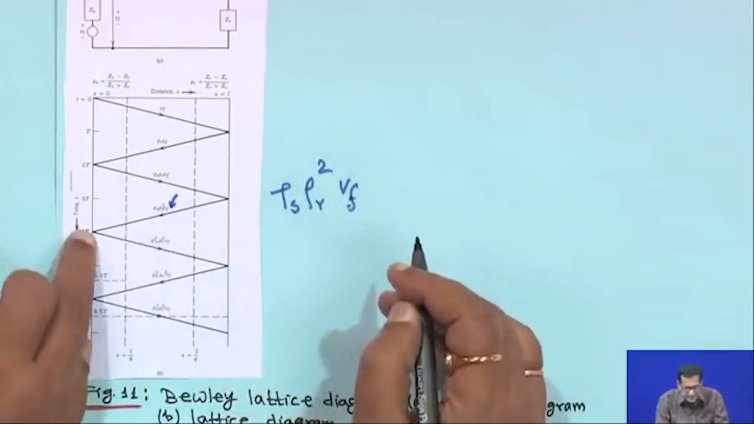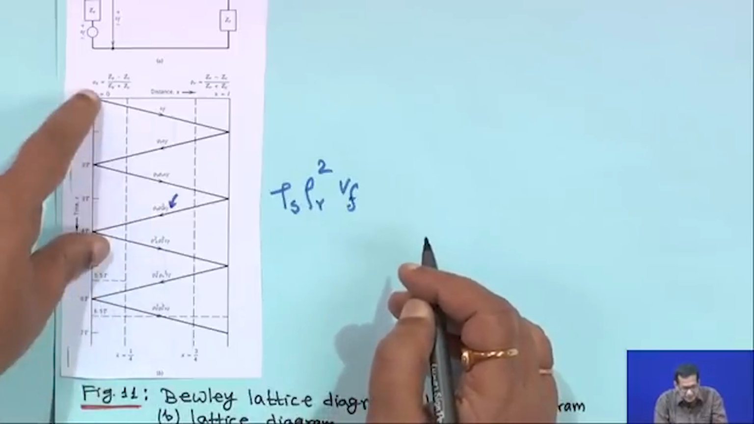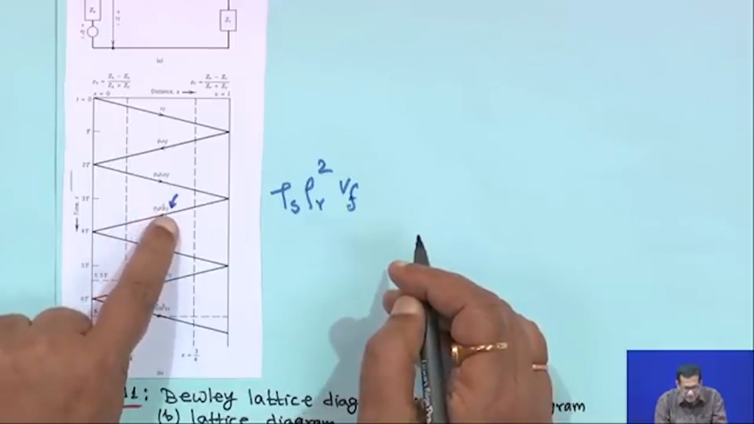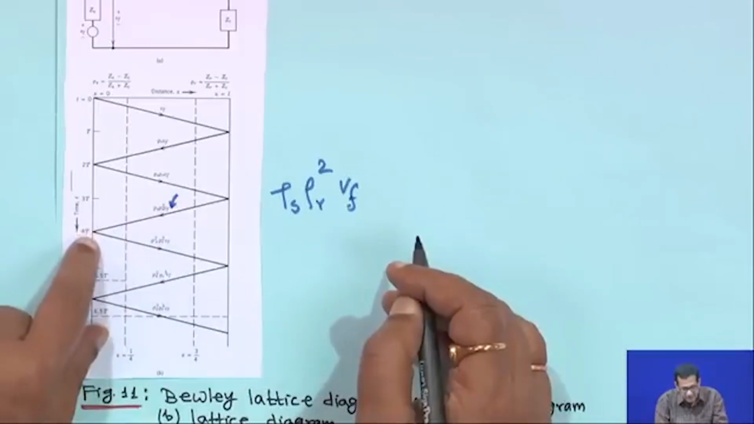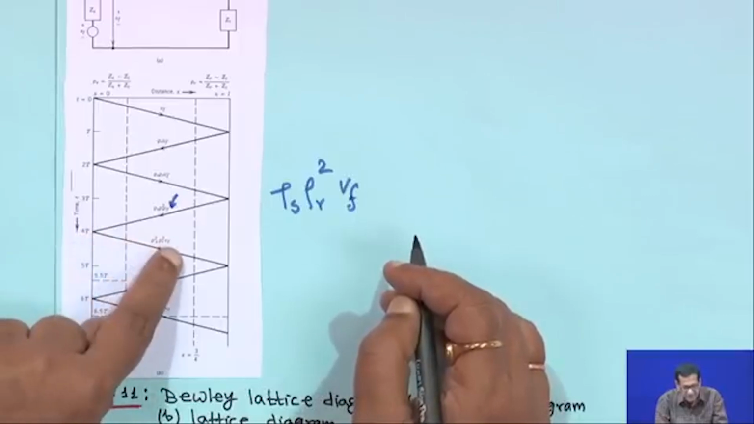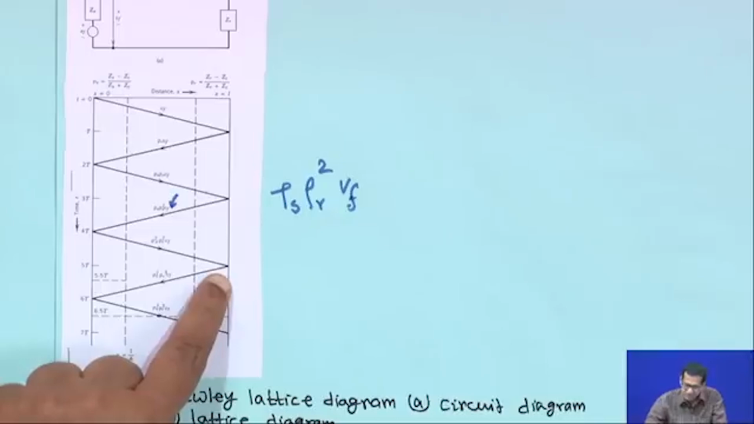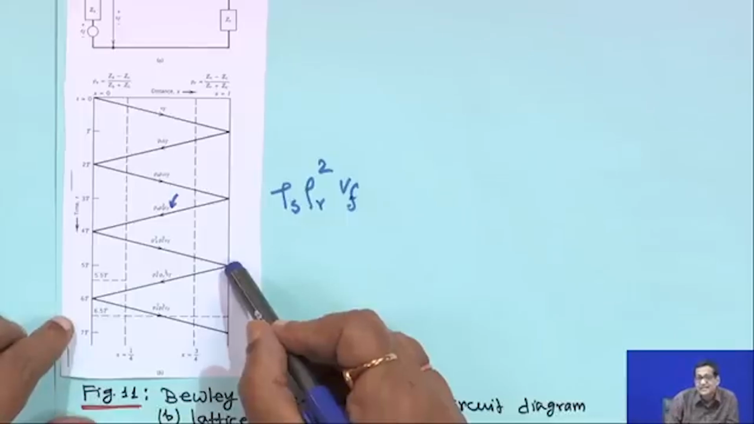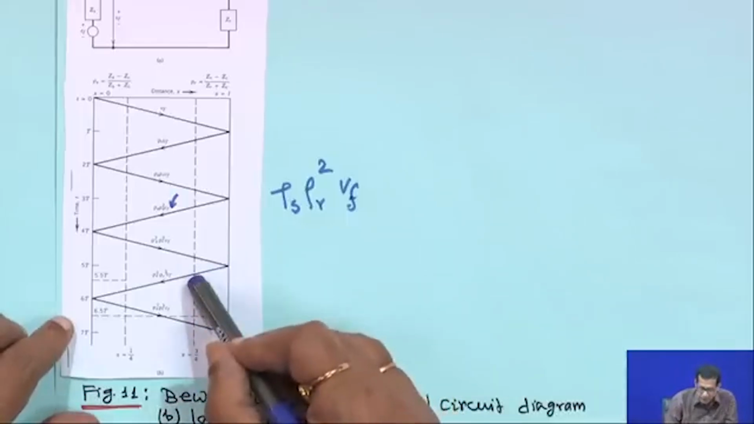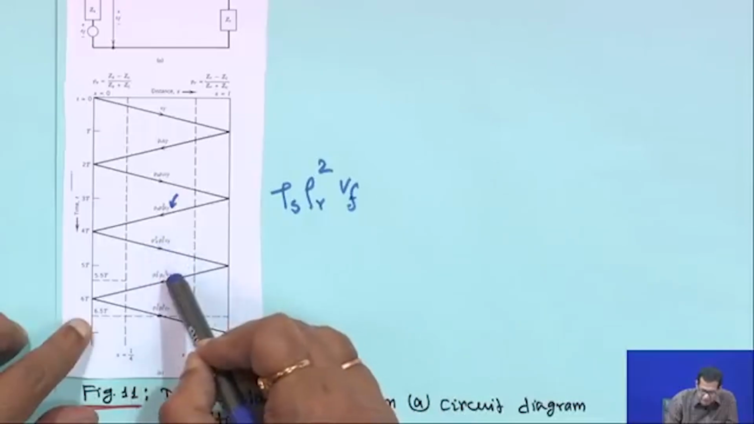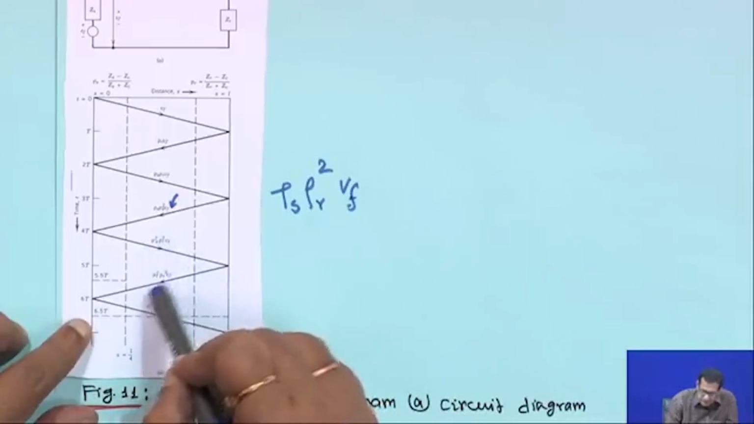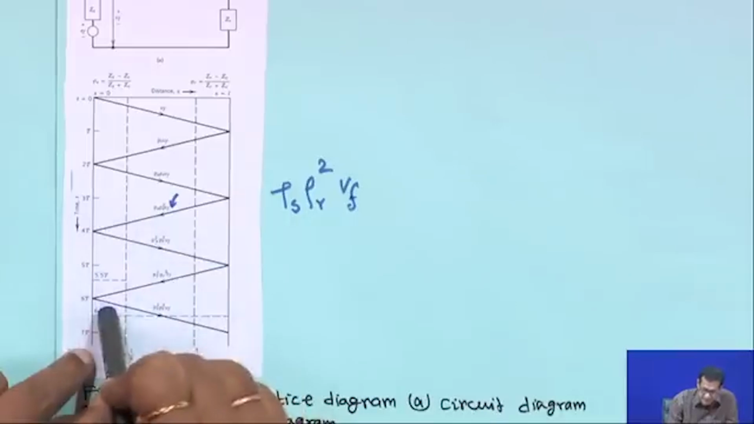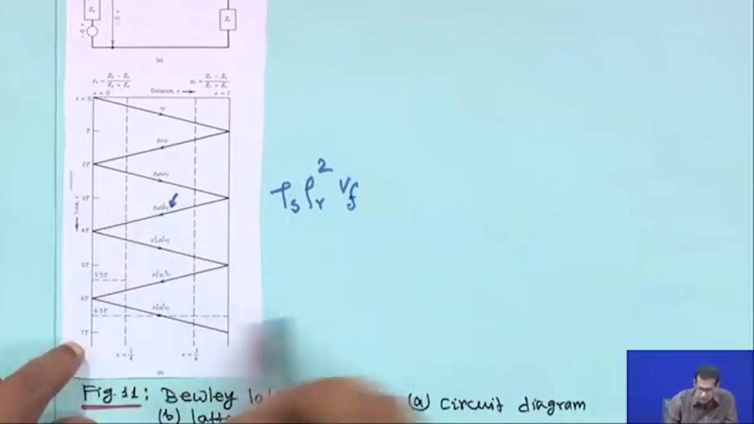Now, when it reflects again from the sending end, it is multiplied by rho s, so it will be rho s square rho r square into V f. Again, when it comes to the receiving end, it is reflected back and multiplied by rho r, so it will be rho s square rho r cube into V f. When it is multiplied by rho s at the sending end, it will be rho s cube rho r cube into V f, and so on.